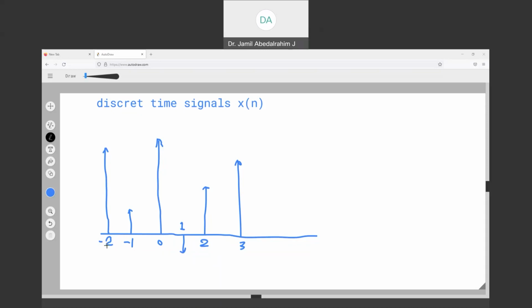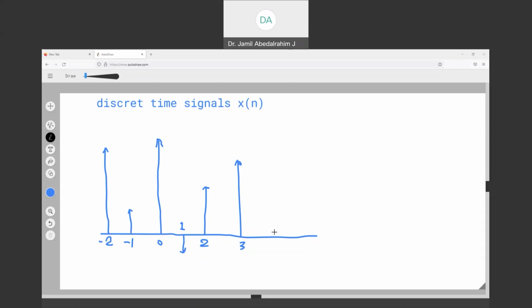So at -2, we have a signal. At -1, we have a signal. At 0, we have a signal. And these signals sometimes have positive amplitude or negative amplitude. But for this signal, instead of having one time from this place to the last place, we cut it into many places. So let's say, for example, we imagine this is a continuous time signal.